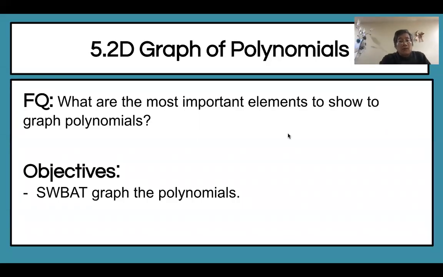Hello everyone. Today we are going to talk about 5.2D graph of polynomials. So before we start the lesson, can you start your do now?